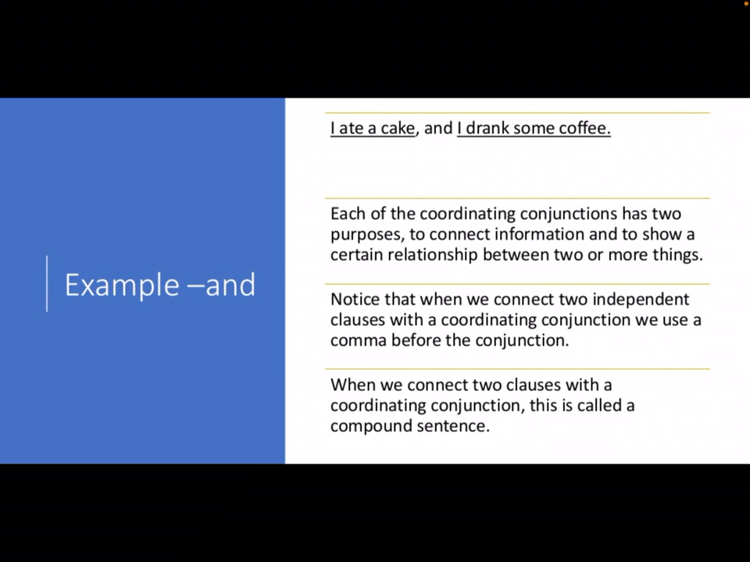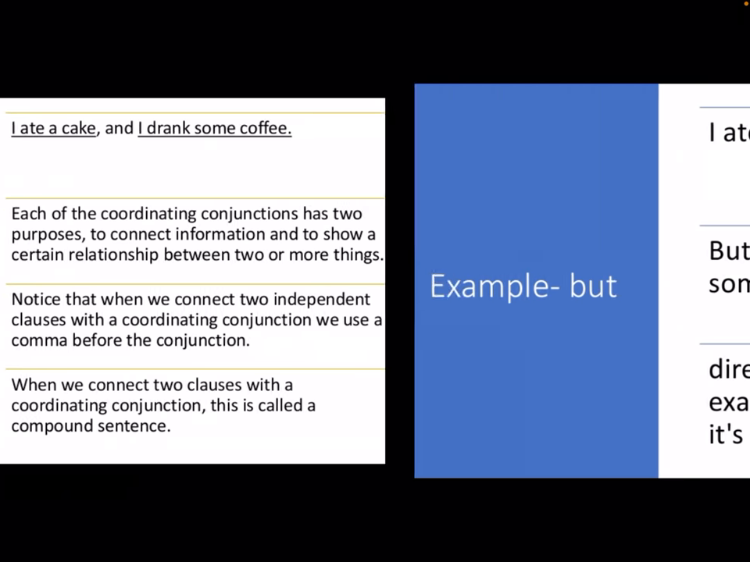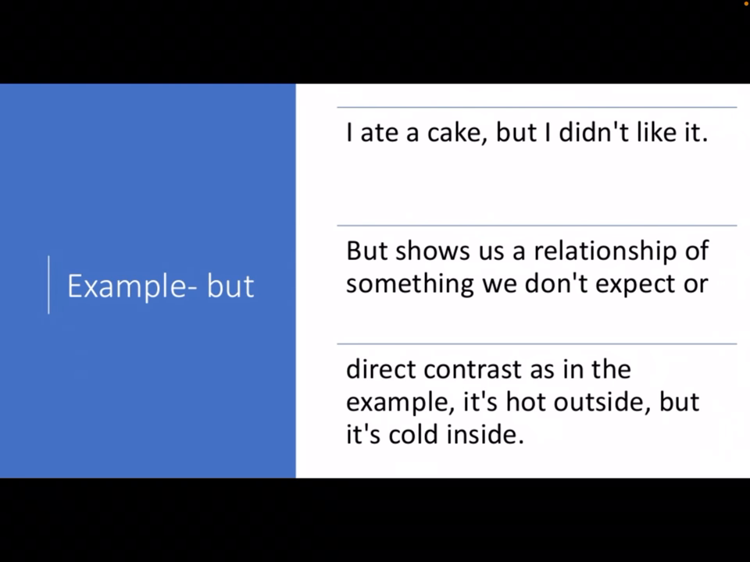When we connect two clauses with a coordinating conjunction, it's called a compound sentence. We will talk about compound sentences later on. So we use and to connect information, and here we used and to show that I ate cake and I drank some coffee. يعني أكلت cake وشربت قهوة. Next we have but. When do we use but? For example, I ate a cake, but I didn't like it. Here we used but.